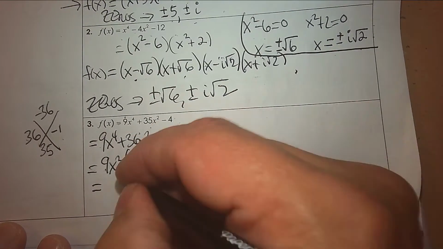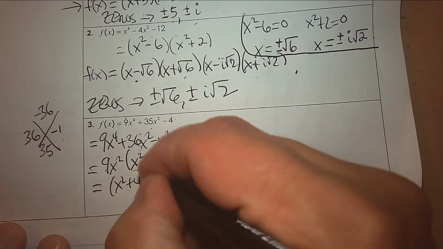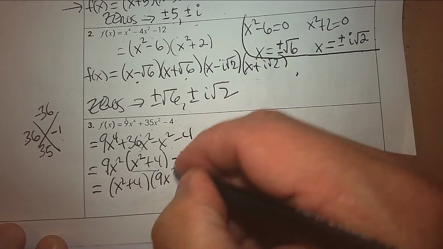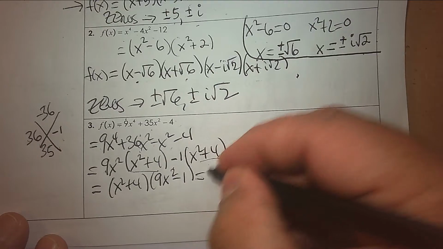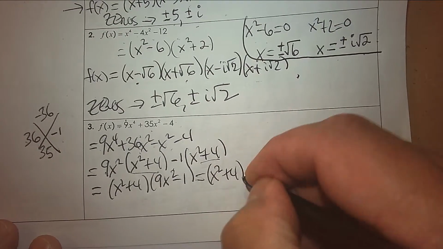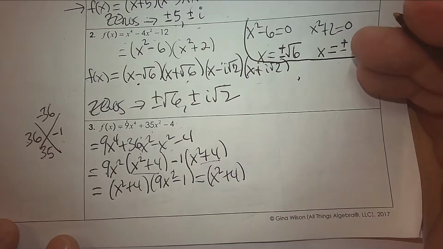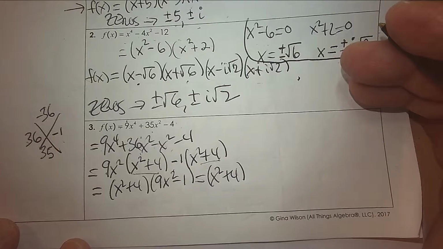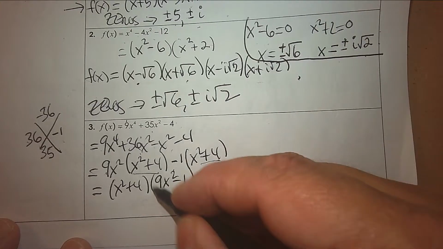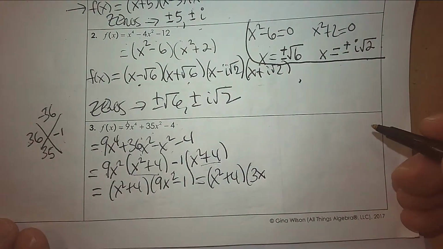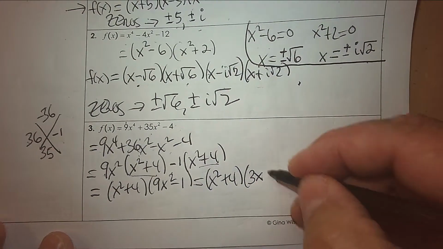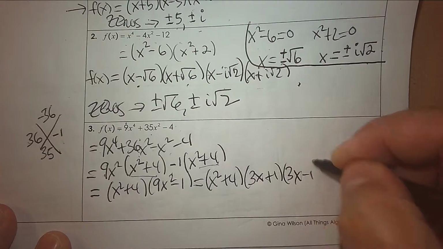So we have x squared plus 4, and the other factor is 9x squared take away 1. Do you know that 9x squared take away 1 is a difference of squares? So the square root of 9x squared is 3x. The square root of 1 is 1, so it's plus 1 and minus 1.